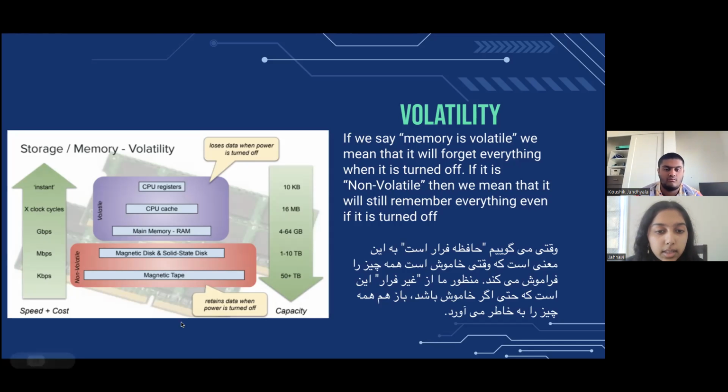We have somewhat of a trade-off for capacity: volatile memory is a lot faster, but the capacity is very low. However, non-volatile memory is very slow, but the capacity is very high.